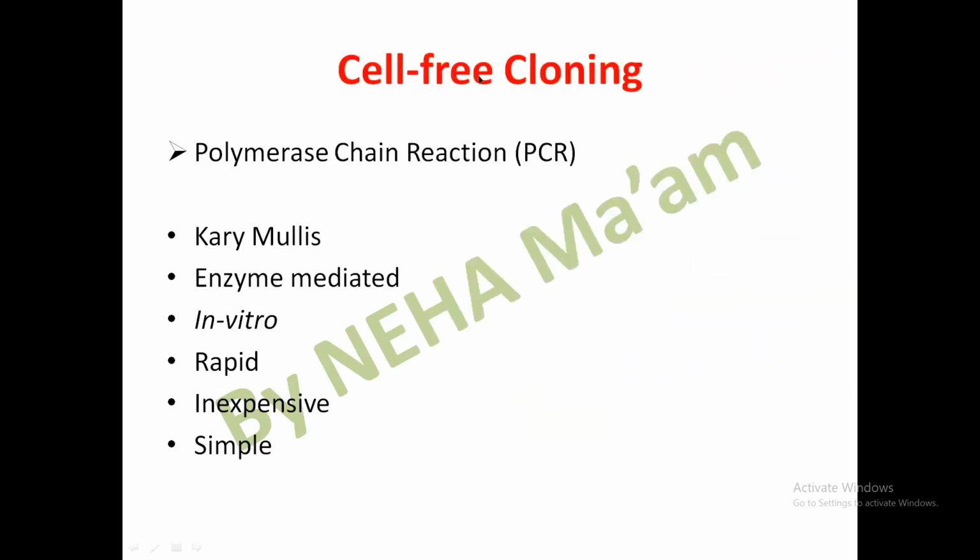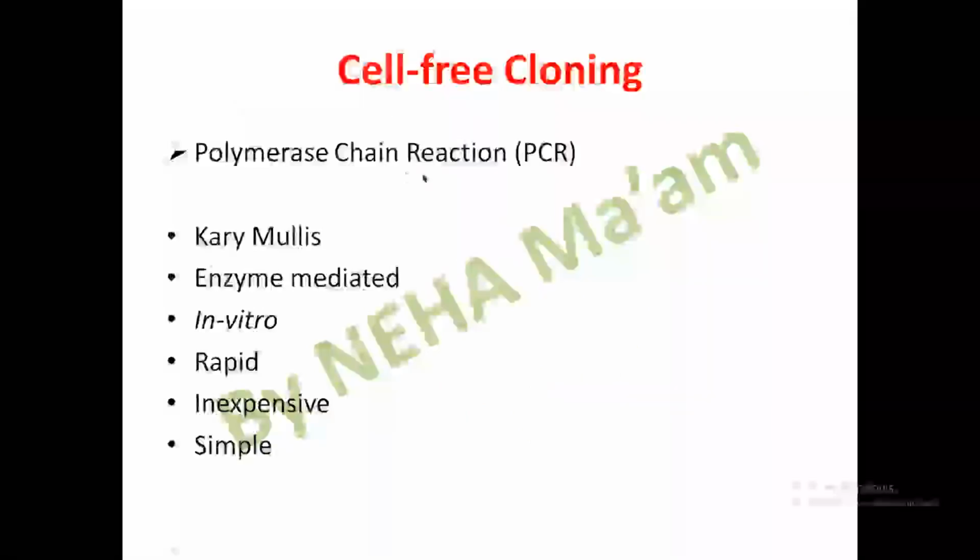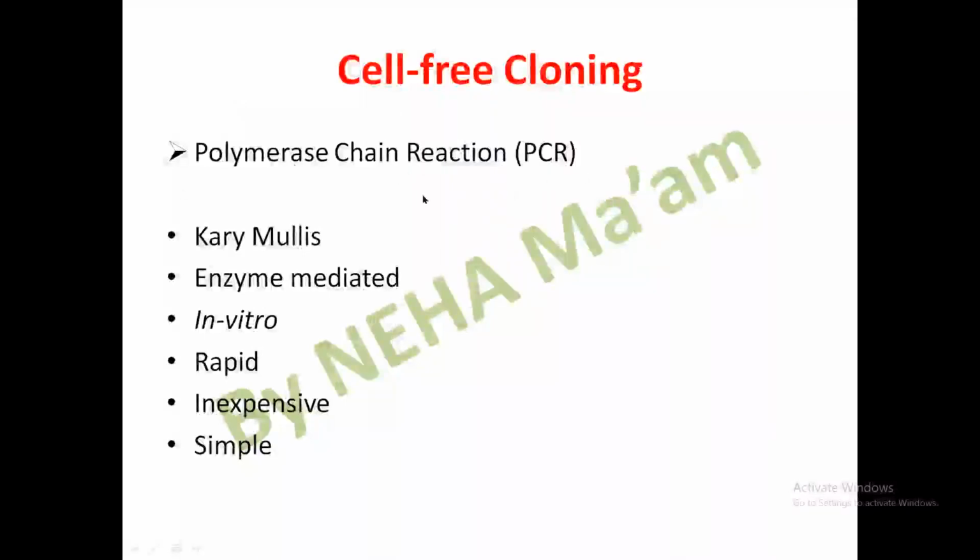Another process is cell-free cloning, which does not require a particular cell. It is also known as polymerase chain reaction. Polymerase chain reaction is called PCR. This process was first discovered by Kary Mullis, and he said that this process requires certain enzymes such as DNA polymerases, which can help in the amplification of the desirable DNA sequence in vitro conditions. In vitro conditions means in lab conditions where the presence of a cell is not required.